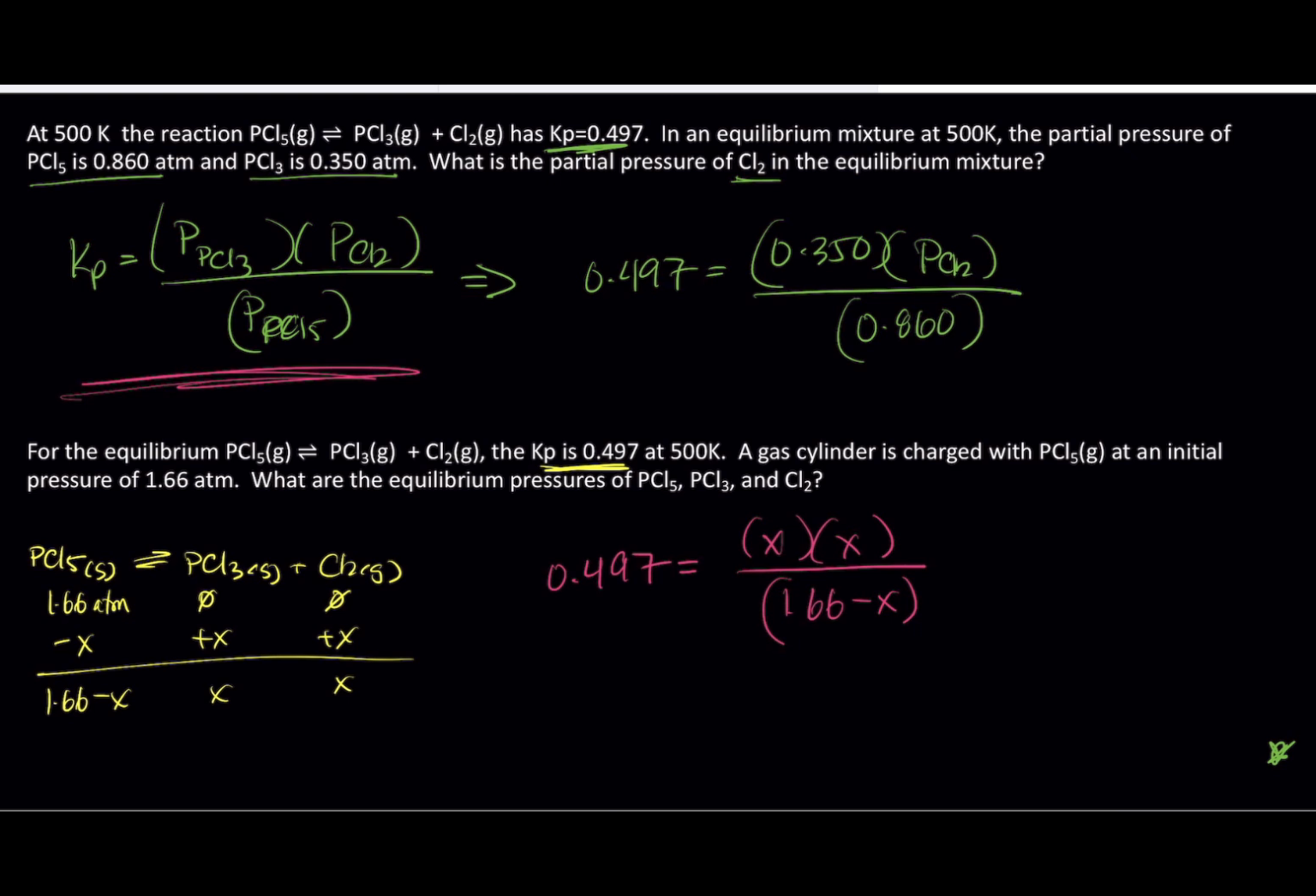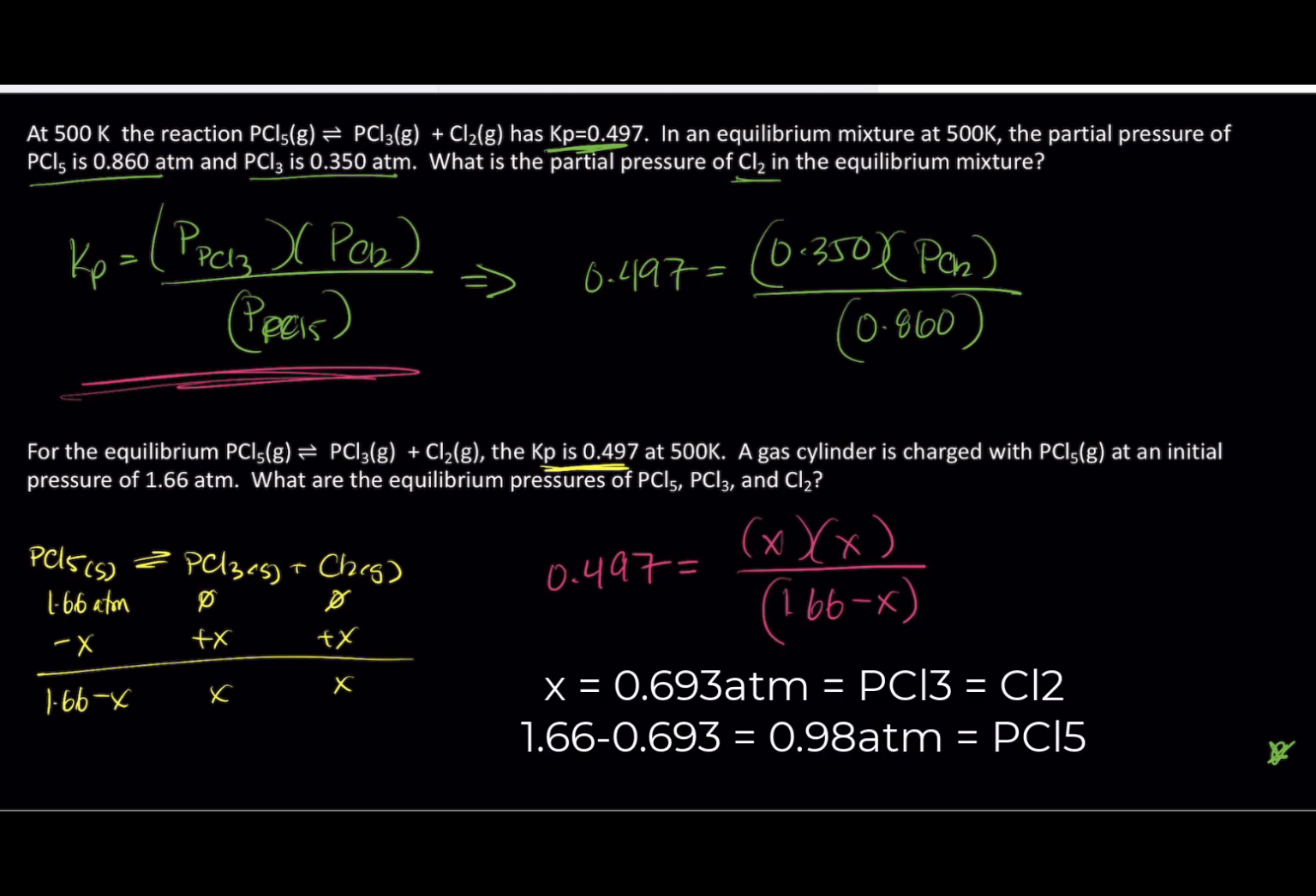And then we solve for x and solve for the rest of our pieces. So 0.693 is x, which is the concentration of PCl3 and Cl2. And 1.66 minus x is the concentration of the reactant that remains.